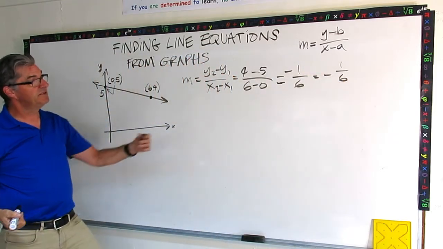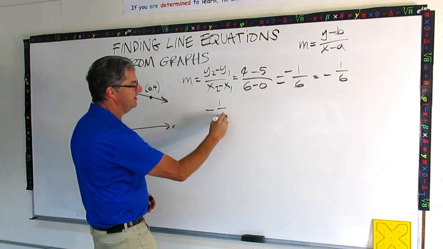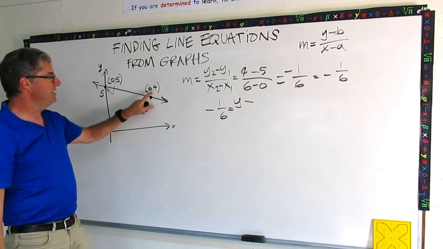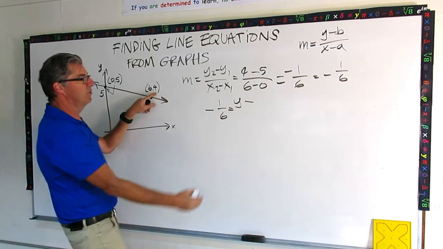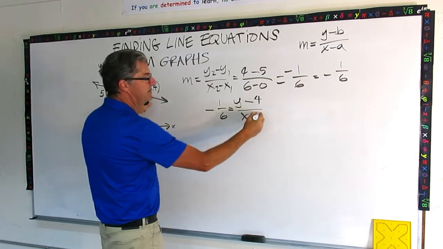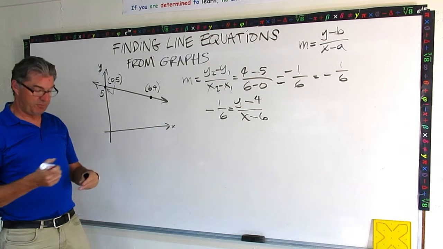So now we do a plug-in step with this formula. So I get slope over here, minus 1/6 equals y minus some b. I'm going to go ahead and use this point. So y minus 4 over x minus 6. Okay? So now I have my equation. Now I just need to cross multiply.